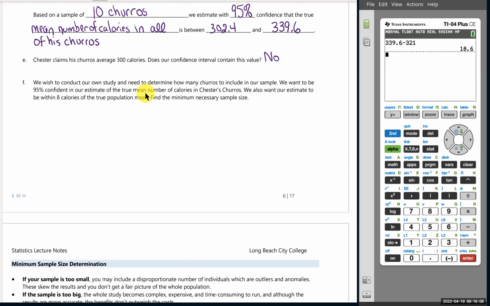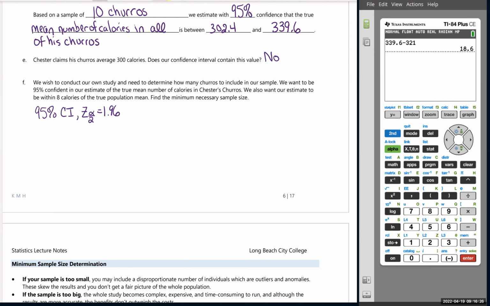Okay, so let me just start with writing down the given information here. So we're going to do a 95% confidence interval. I'm going to write down that critical value, Z alpha over 2. That would be 1.96.